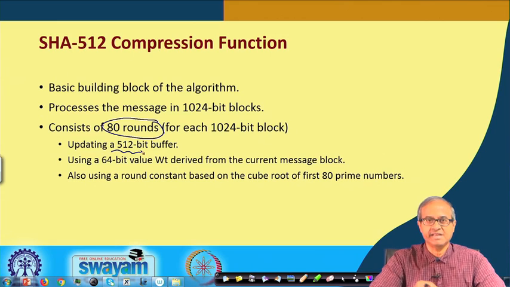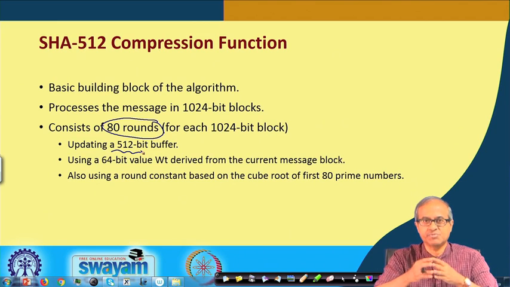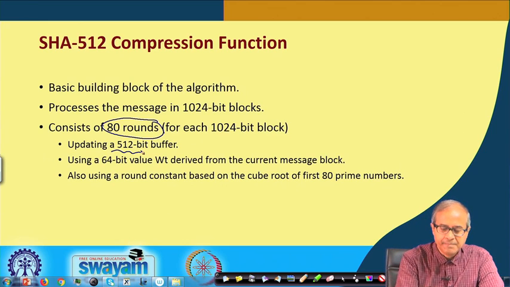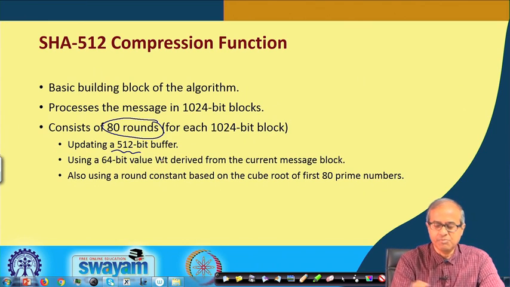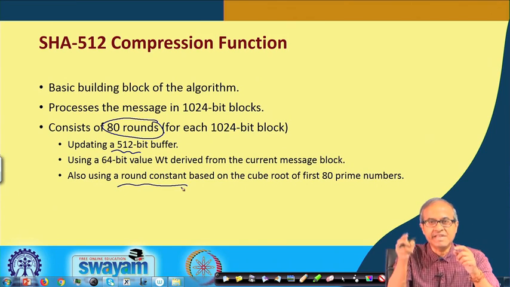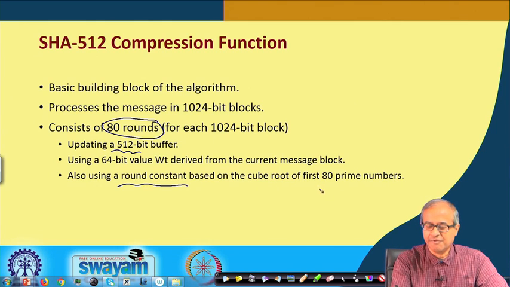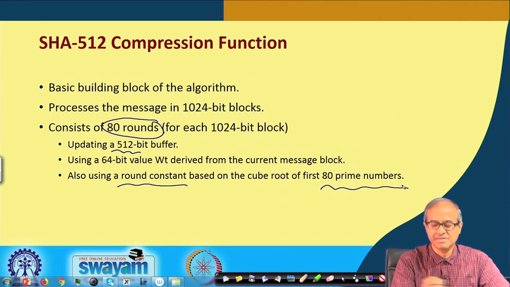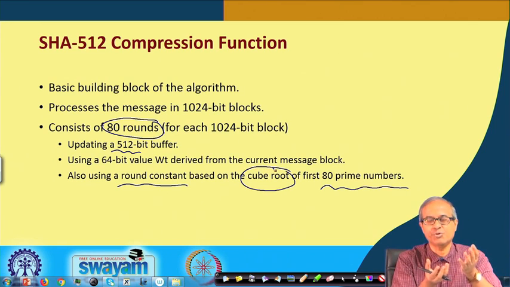Details are available in any standard textbook, or if you search on the internet you will also find them. It uses a 64-bit value Wt derived from the message block, and also uses a round constant in each of these 80 rounds, and these round constants are generated from the first 80 prime numbers. You compute the cube root of each of them, and the result of that cube root is taken as a round constant. So, you see the things are fairly complicated inside.